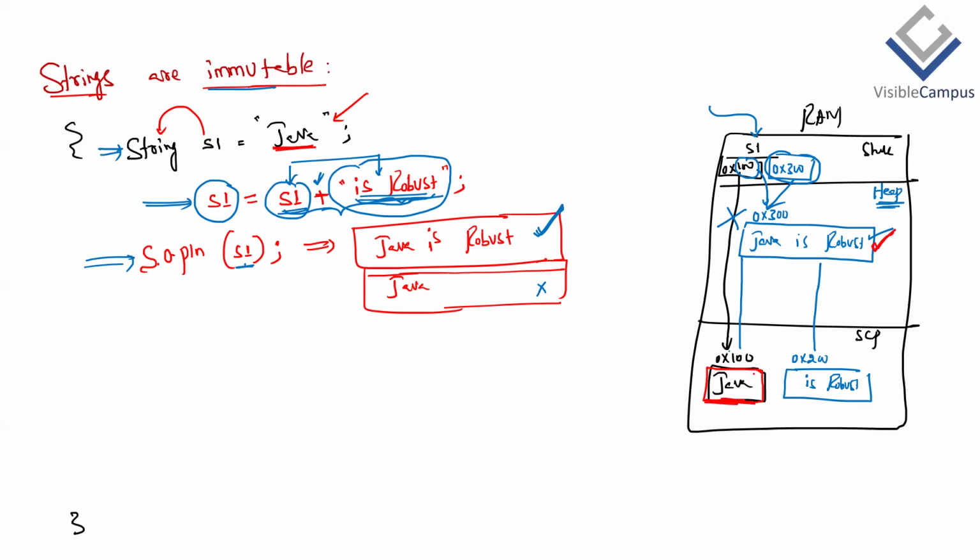That's why Java string objects are immutable. That's the meaning of it. String objects are immutable. In the same memory location, modifications will never happen on strings. That's why it is immutability, immutable. This is the meaning. Understood? Clear?